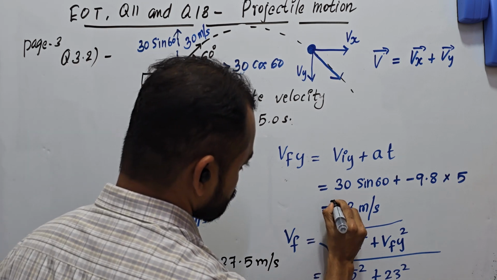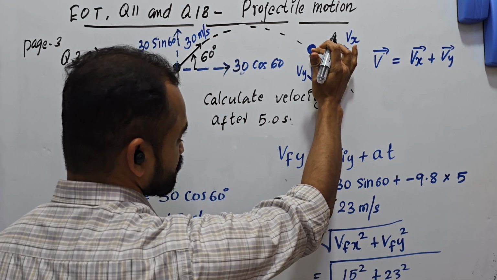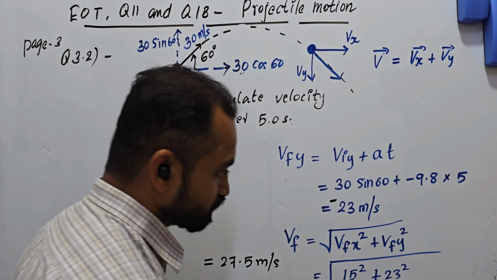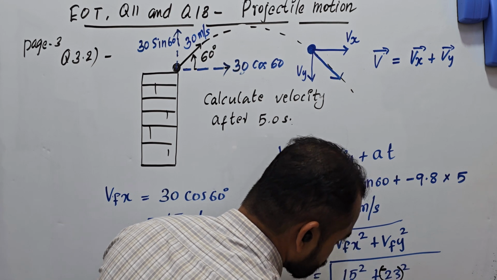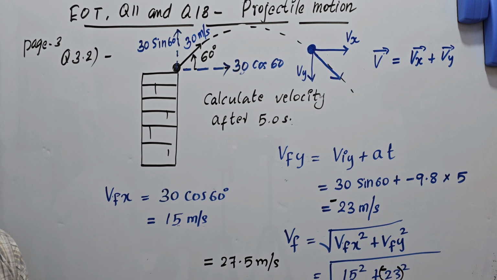So this is negative 23. It should be negative, right? Because here you can see Vy is in the downward direction. So when we apply negative 23 here, negative 23 is squared, right? Yes.